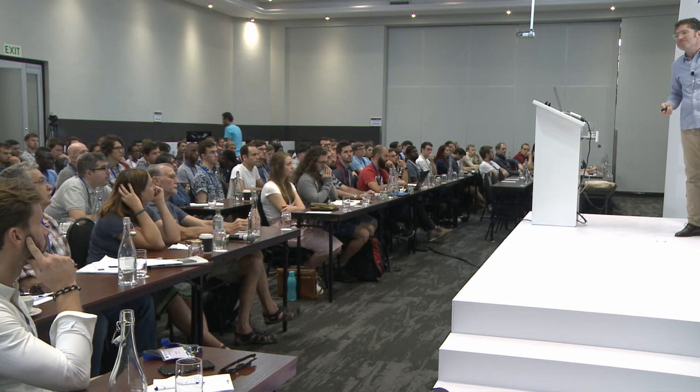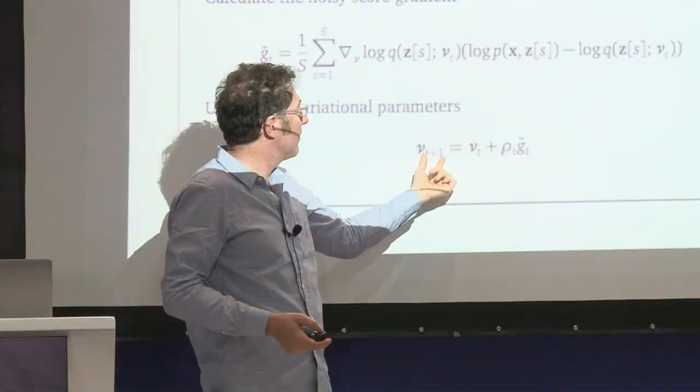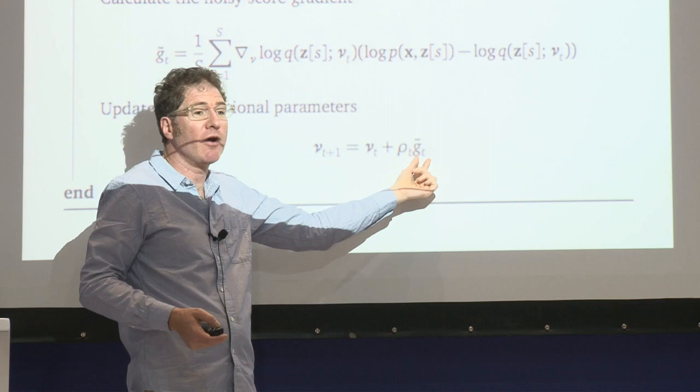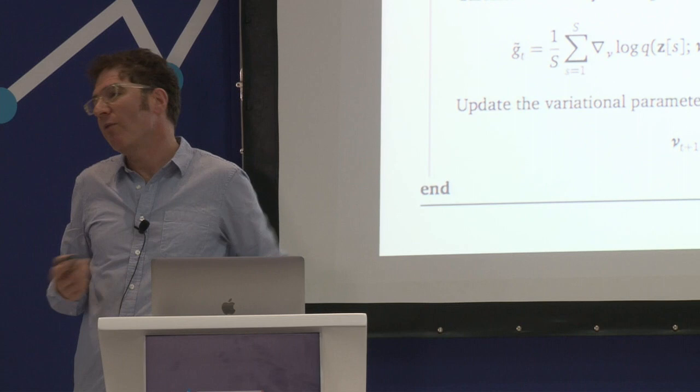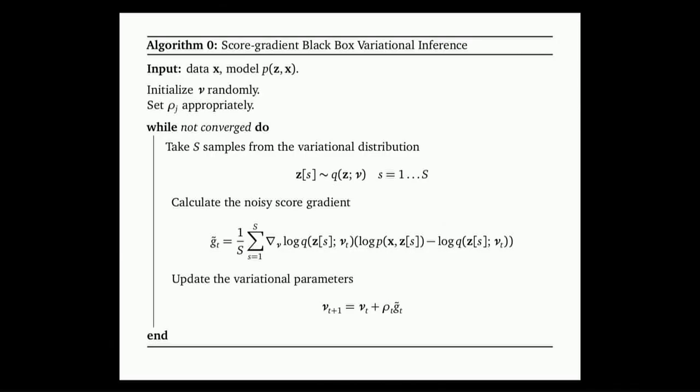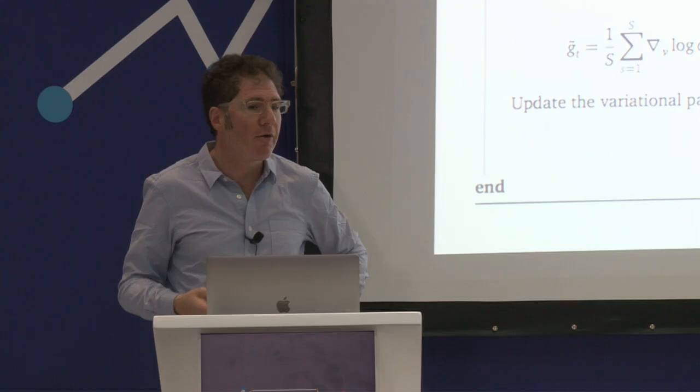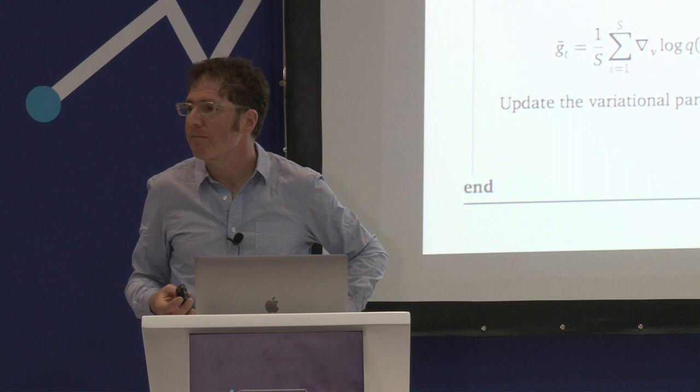Last, we update the next set of variational parameters to equal the previous set plus the step size times our noisy gradient G. So this is just another stochastic optimization algorithm, but we're using stochastic optimization in a different way here. We're using it to get around the fact that we can't calculate the gradient of the ELBO, but we can calculate a noisy approximation of it. Any questions about the algorithm?